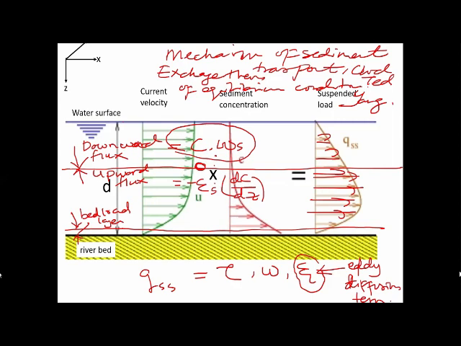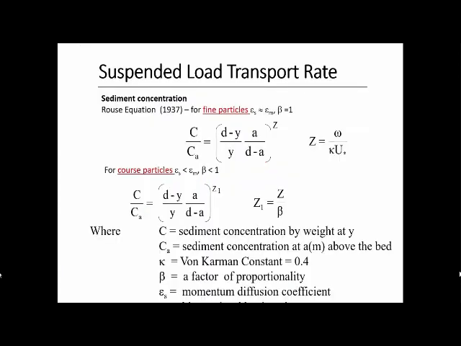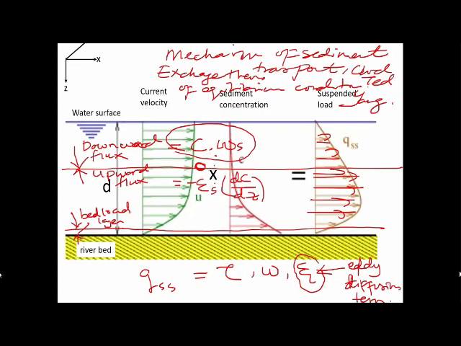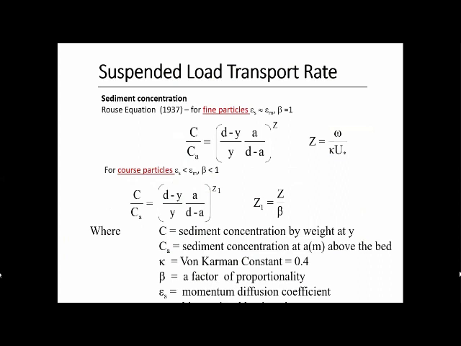So kalau you go into detail in the derivations of this upward flow and the downward flow, you will come up with what we call the Rouse equations. So panjang-panjang yang aku cerita tadi tu adalah dia punya mechanism sajalah. But the final form of the sediment transport concentrations equation is given by this Rouse equation.